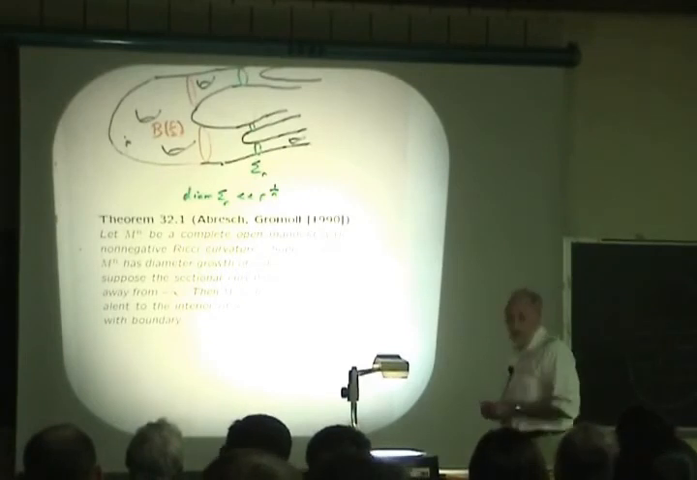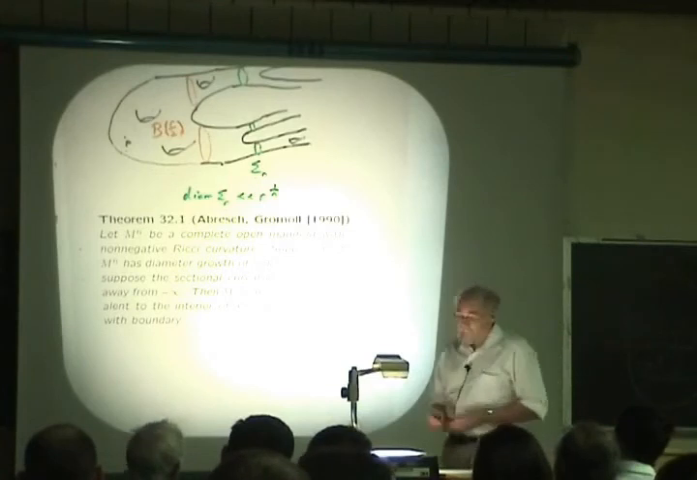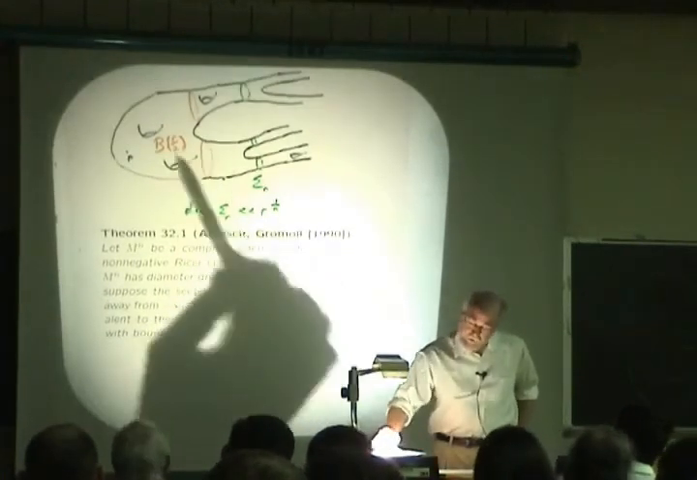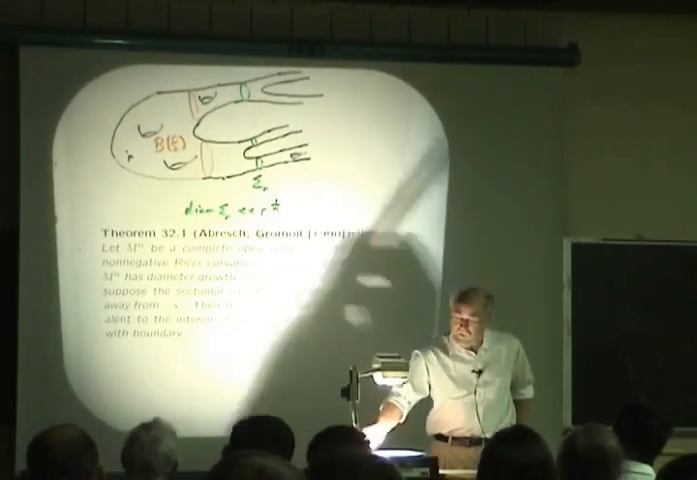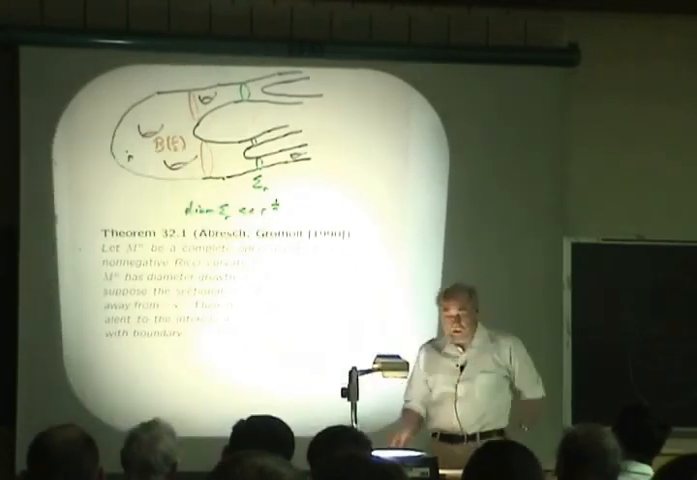What this means is illustrated in this picture here. You have a sort of picture of a complicated open manifold. You can imagine the complexity getting arbitrarily large. As you go further and further out, you have more and more branching, more and more ends. Things are getting more and more complex.